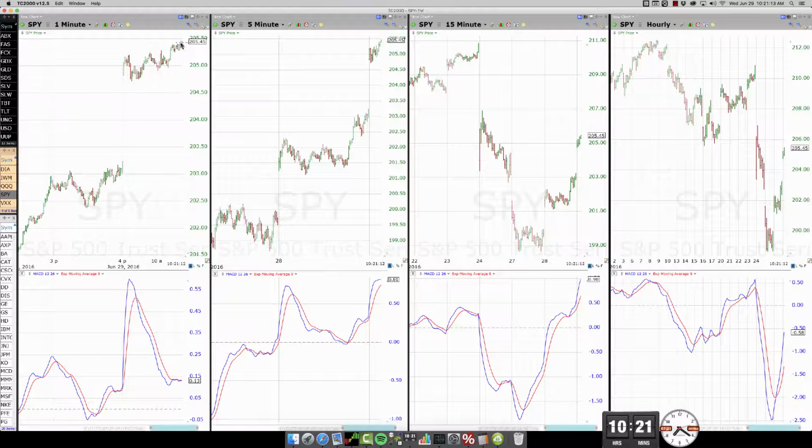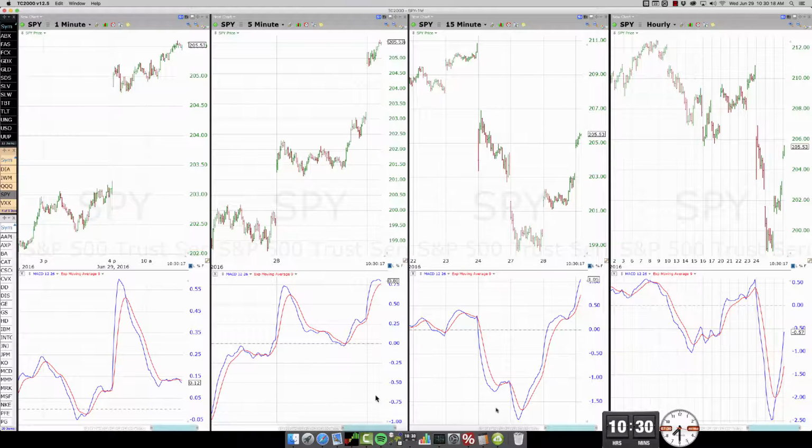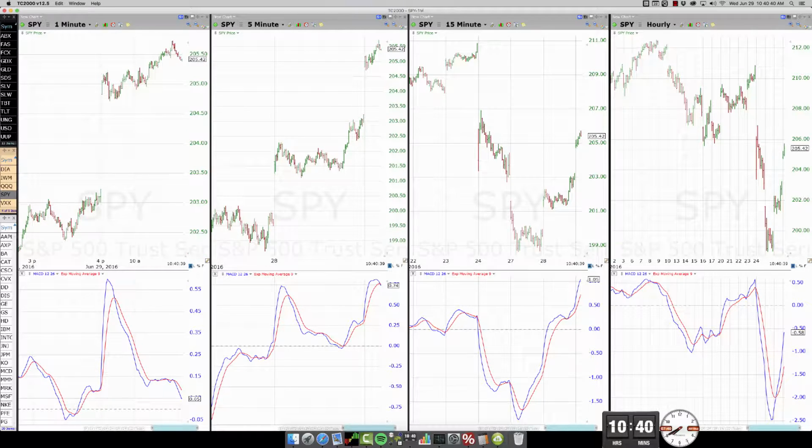10:21, drifting higher. 10:25, the price continues to drift. The divergence is there. The 5-minute is losing momentum. I think it's possible for a pullback here. 10:30, this thing's rolling over. 10:40, there's the price pullback that I'm talking about. Take a look at that 5.